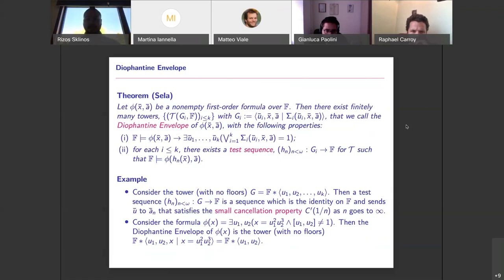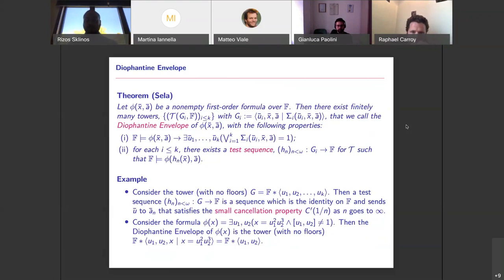It says that if some piece, some subword, appears in A1 to AN, and if some cyclic permutation of it appears twice, either in the same element or in some other element of the tuple, then this piece cannot have big length in comparison with the length of the element it appears in. It would have at most 1/n of the length of the element it appears in. That's what the small cancellation property is about.